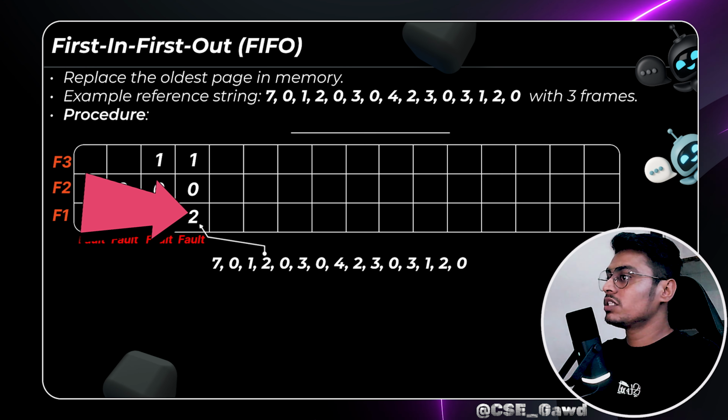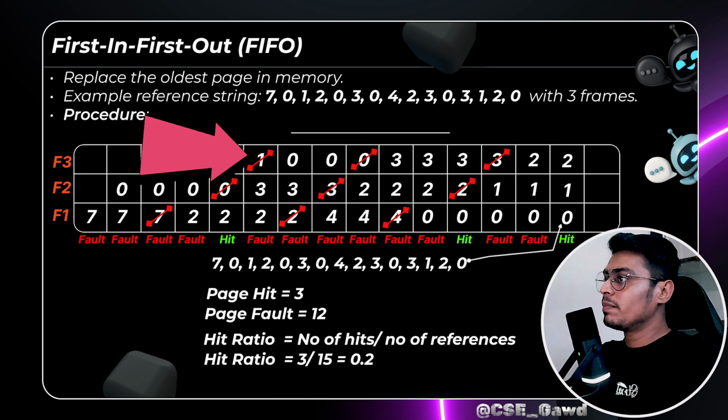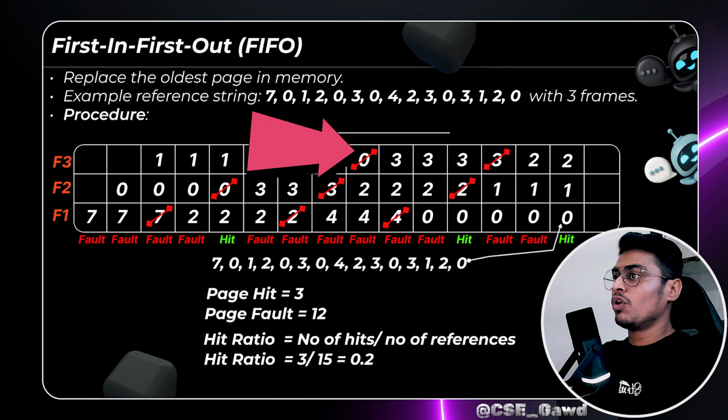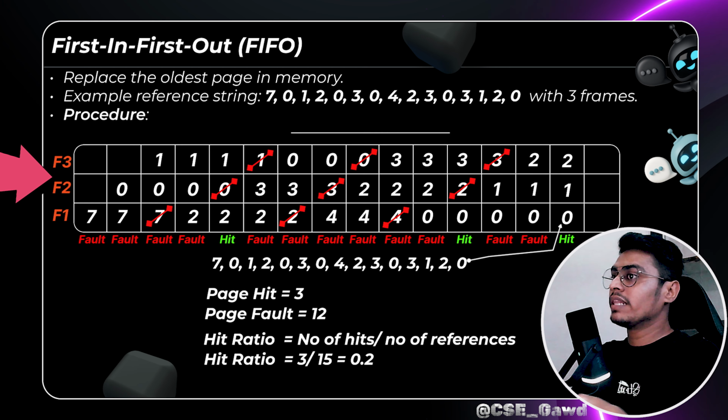We continue this process systematically. After replacing frame number 1, next we replace frame number 2, then frame number 3, then back to frame number 1, and so on. The replacement follows a circular pattern: frame number 1 to frame number 2, then frame number 3, then frame number 1, then frame number 2, and then frame number 3.